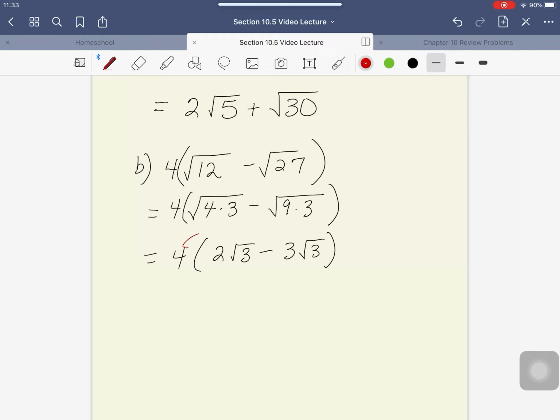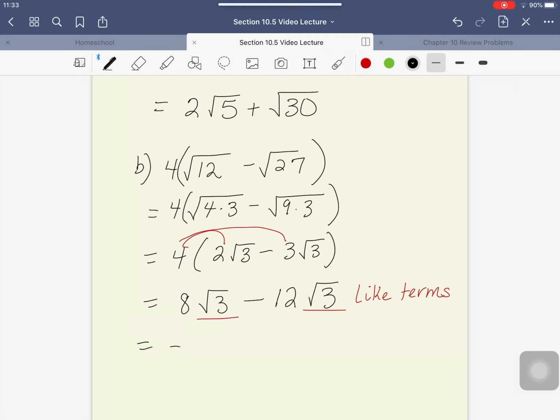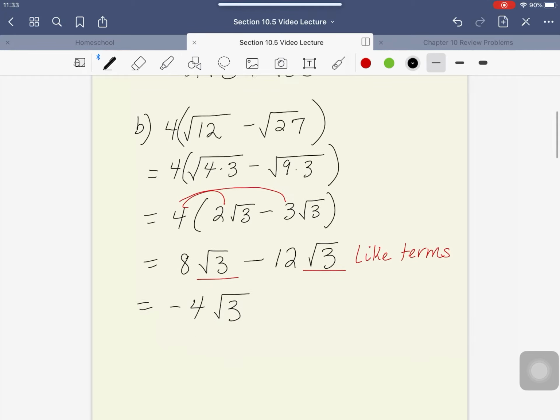And now I'll distribute. So 4 times 2 is 8, so that'll be 8 square root of 3 minus 4 times 3 is 12, so that'll be 12 square root of 3. And these are like terms because I have the square root of 3 for each term. 8 minus 12 is negative 4, so the final answer is negative 4 square root of 3.